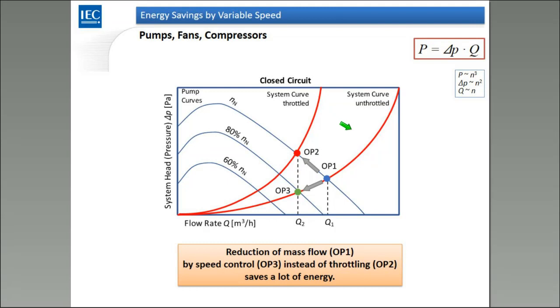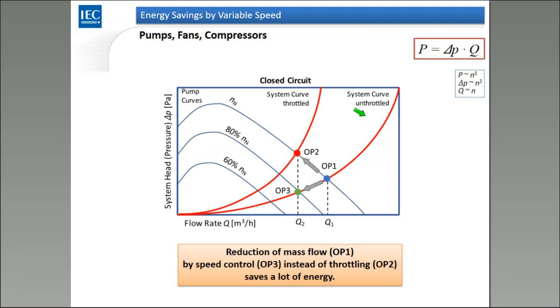So let's assume we have a pump, let's say it's a heating pump in a building, so it's a closed circuit, pumps the hot water in a closed circuit, and this here is the system curve. The red curve here, that's the system curve.